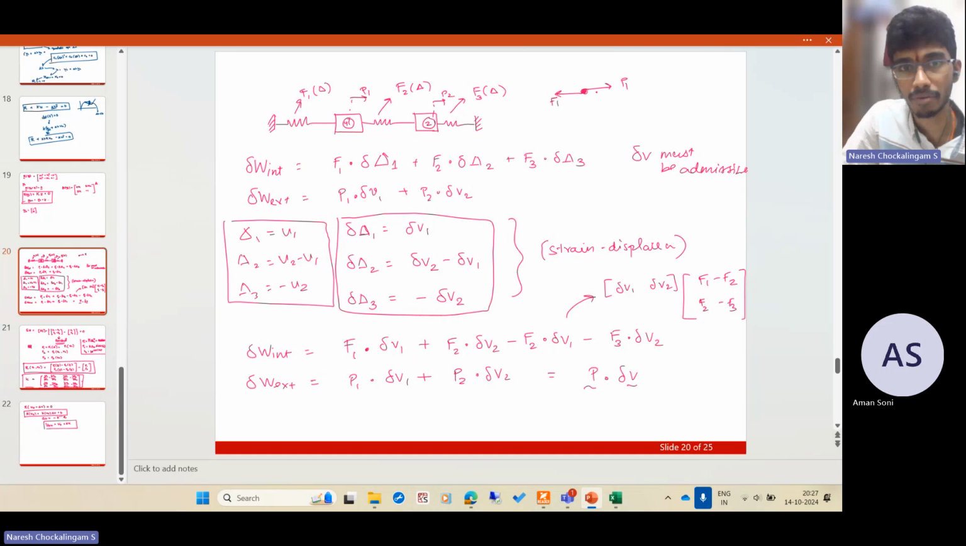F1 is in this direction, F2 is in this direction. And similarly, for the other point, you have P2 is equal to F2 minus F3. So that will be, yeah, that's it. So you can start with the virtual work expression, or you can also start with drawing the free body diagrams of every connection here.